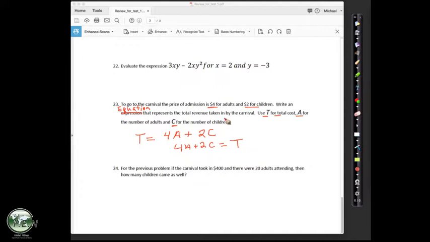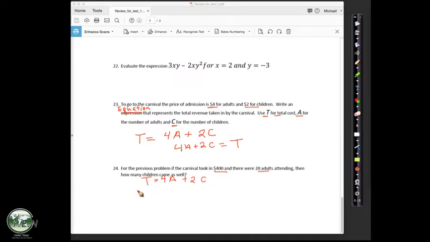Okay, so that's good. And this will come in later on. We do these kind of problems. We'll actually solve these for maximizing stuff. That's what you do with the next one. The second part of the previous problem: if the carnival took in $400 and there were 20 adults attending, then how many children came in as well? So again, we take our equation, and again, whichever version you want, I'm just going to rewrite it so that T equals 400.